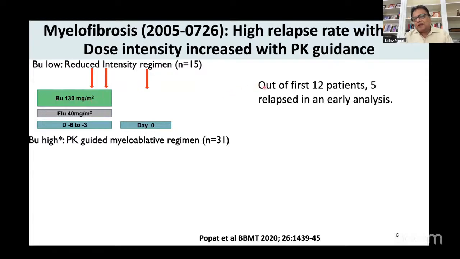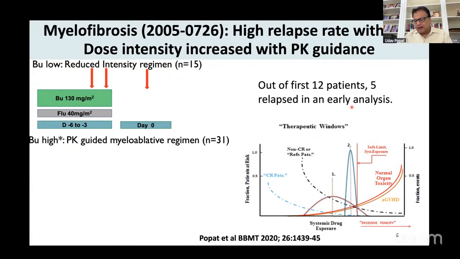But a year down the line, when you get that bone marrow result, that patient has relapsed. Out of our first 12 patients, 5 relapsed in early analysis. So we asked, what can we do? Certainly this reduced intensity regimen is resulting in a higher relapse rate. Could we intensify the regimen?